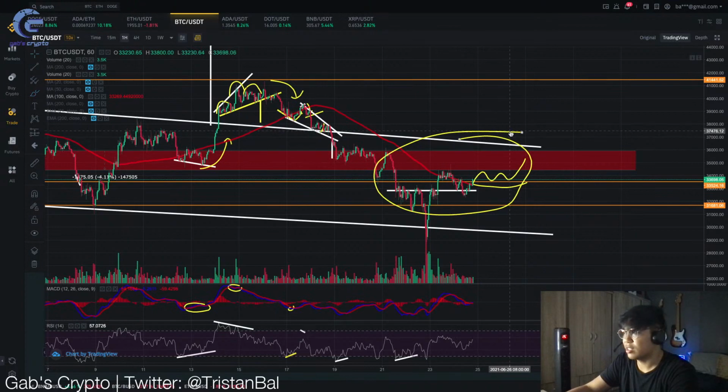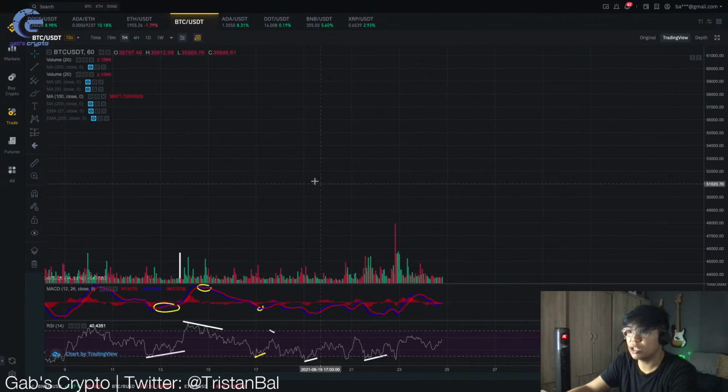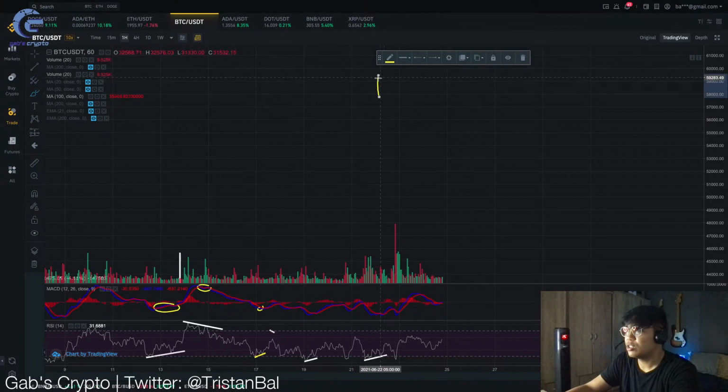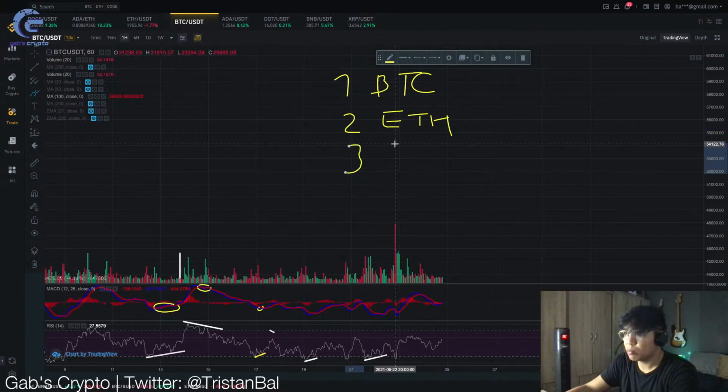So, for those who don't know how the money flow goes from Ethereum to Bitcoin, it's actually somewhat like this. First we could see BTC. People would put their money first in Bitcoin. Next is Ethereum. And then third is the major altcoins, the top 10 alts.